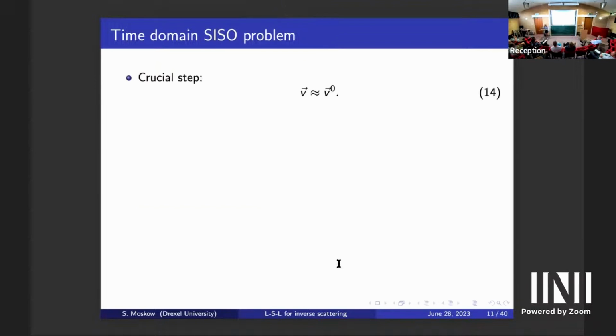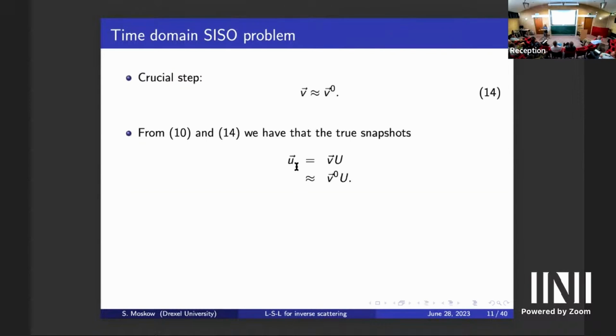Well, the crucial step is that the snapshots orthogonalized with Q versus without Q are very close. So because of that, since the true snapshots, you can just unravel it, apply U instead of U inverse, and you get back to the true snapshots. And you assume these orthogonalized snapshots are very close to the background ones. The true snapshots are approximately these orthogonalized background snapshots times U.